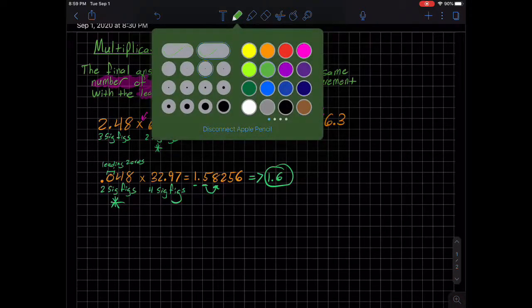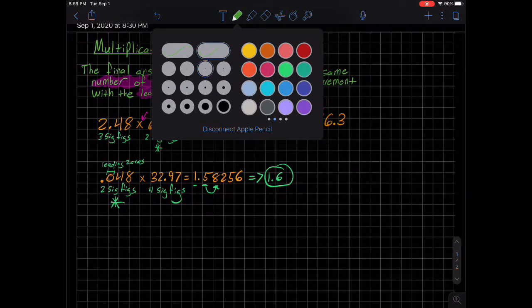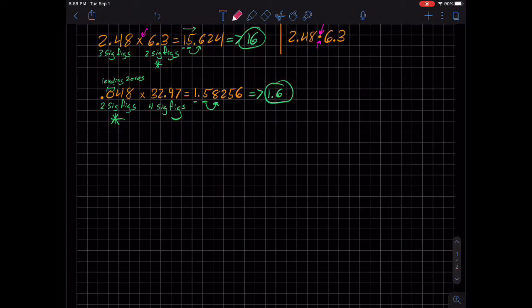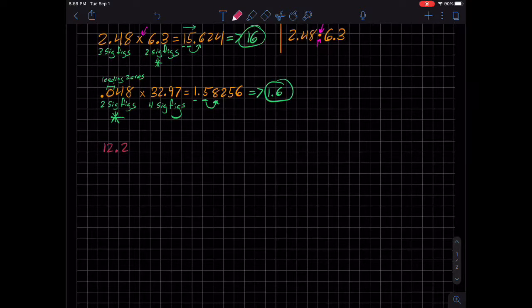So let's go on down to division now. We're going to look at some division. The first example we're going to look at with division is 12.2 divided by 1.7. You could write it like this, but to get in a habit, we aren't going to write it like this. We don't use that division symbol in chem. You're going to start to write this as 12.2 over 1.7. We're just going to get in a habit of that now.